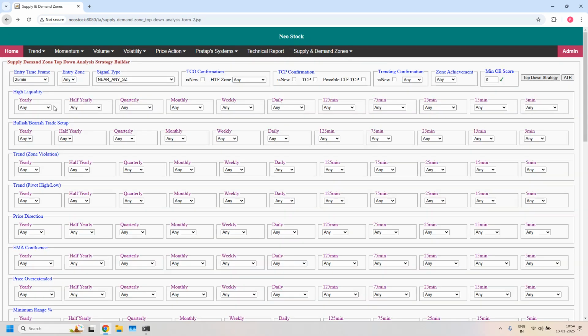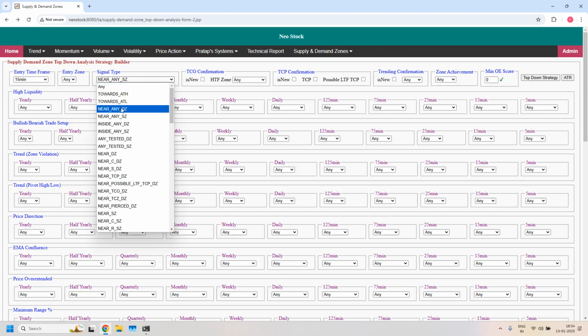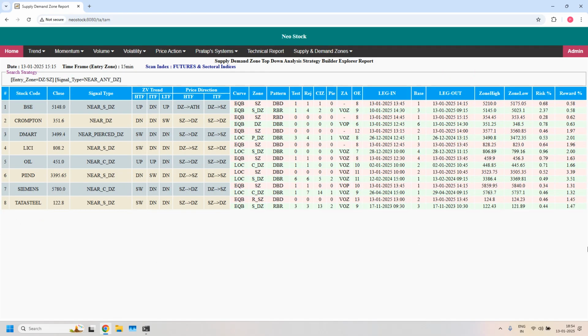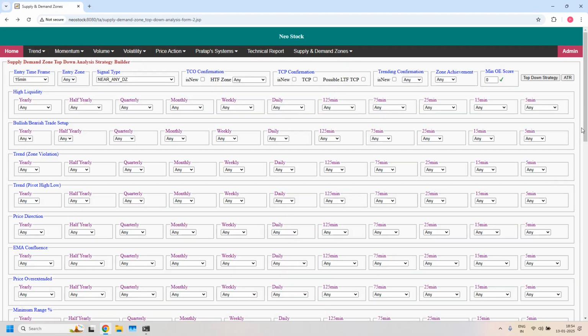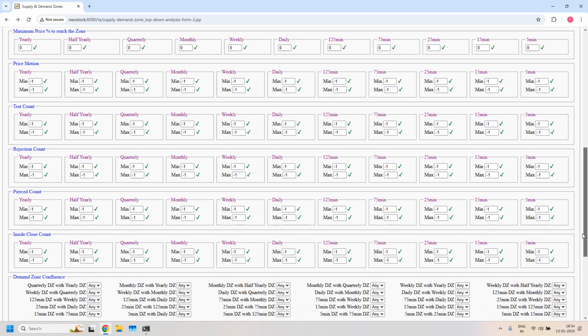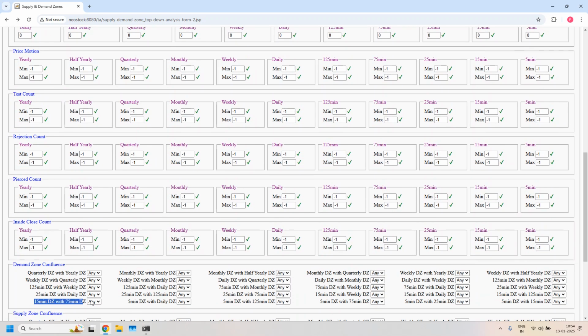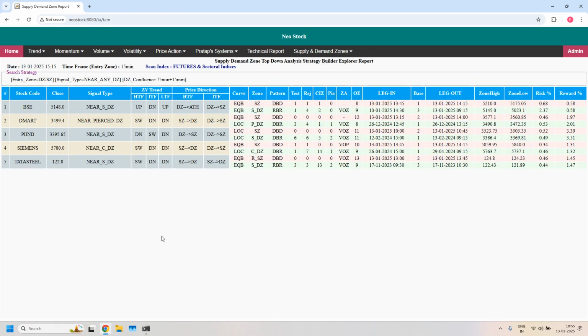Next time frame is 15 minutes. Stocks near 15 minutes demand zone. We got 8 stocks. Let's verify out of these 8 how many are having ITF demand zone Confluence. So in the demand zone Confluence, let us set the filter 15 minutes demand zone having Confluence with 75 minutes demand zone. With this filter, we got 5 stocks. Out of these 5, I think except the first one, remaining all are pierced zones. They are not useful. Only first one is not pierced.